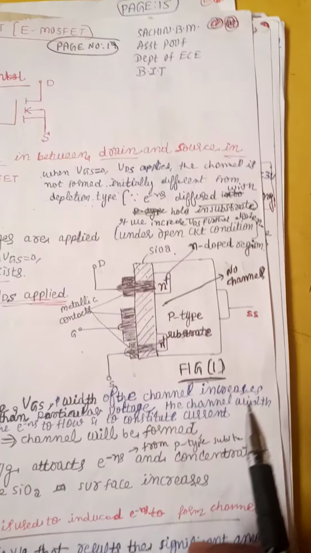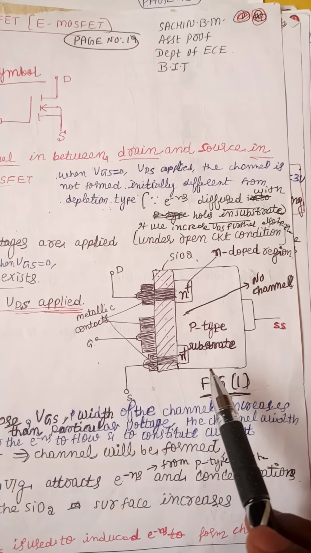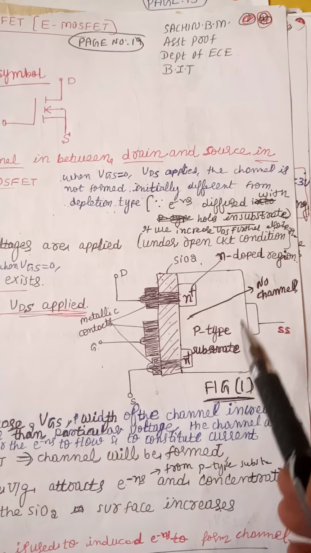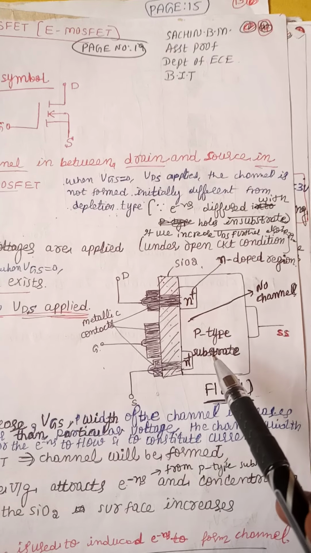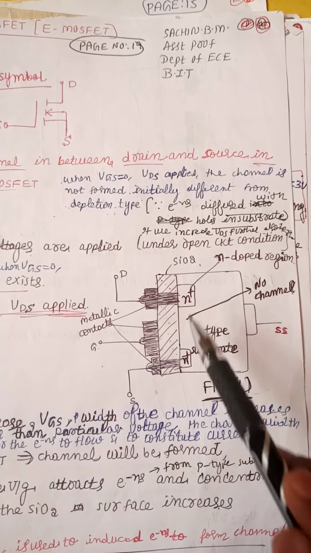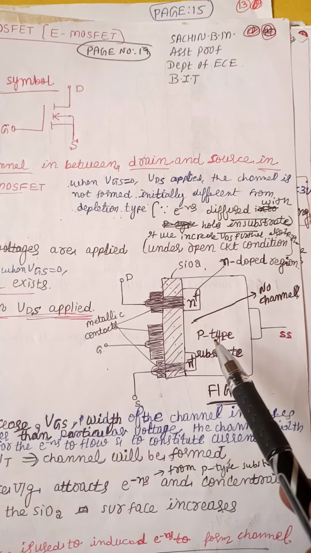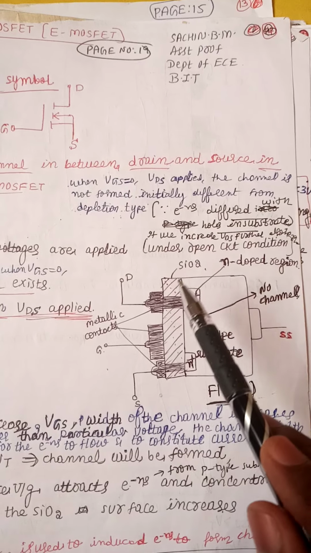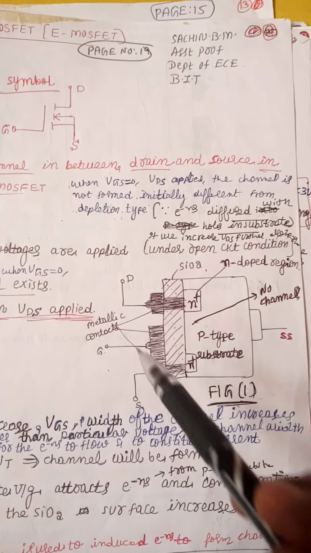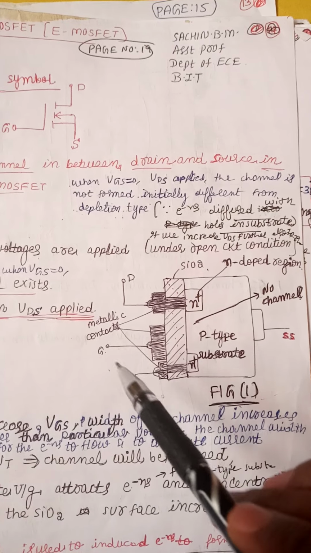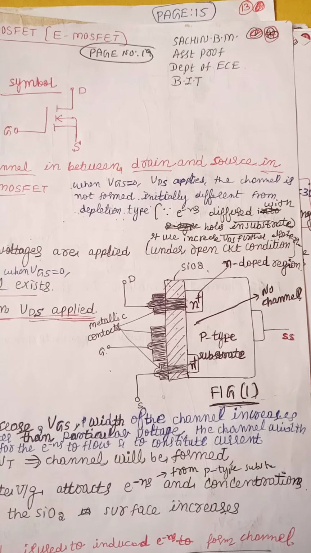This is the construction of N-channel enhancement type MOSFET. The major portion of N-channel enhancement type MOSFET is made up of P-type substrate. Two heavily doped N+ regions are diffused into the P-type substrate. You have silicon dioxide layer and metals. Here you have three terminals: gate, drain and source.